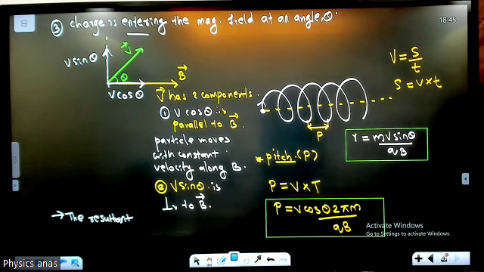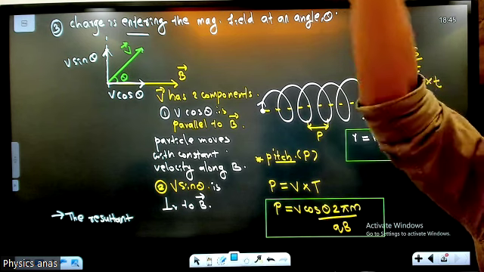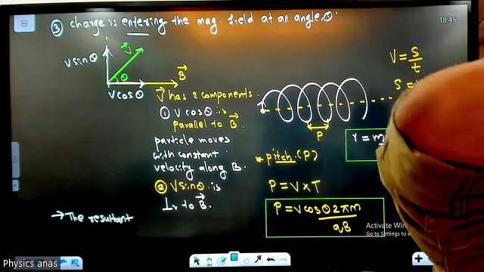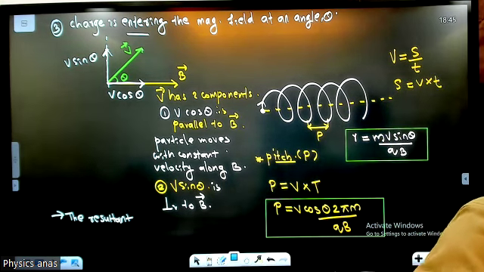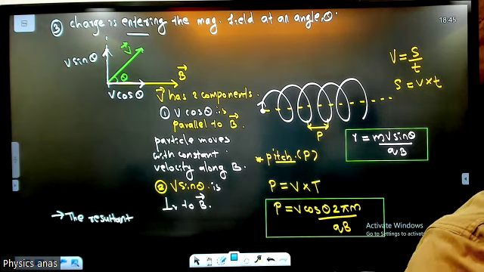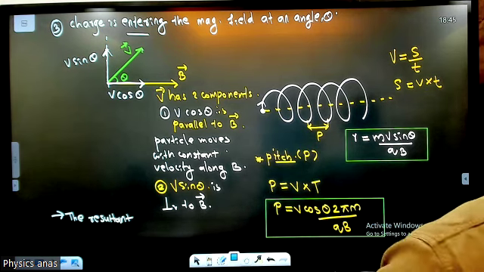R is MV by QB from that equation. And here V is the component of velocity which is causing rotational motion. Which component of velocity is causing rotational motion? V sine theta. So the equation will be R is equal to MV sine theta by QB.